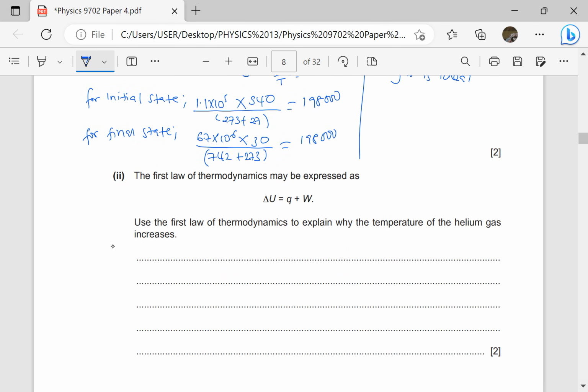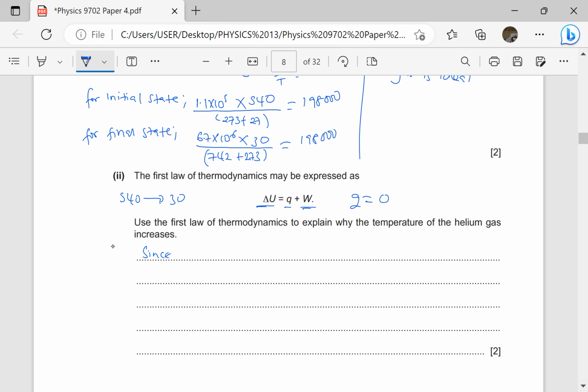The first law of thermodynamics may be expressed as delta U is equal to Q plus W. Use the first law of thermodynamics to explain why the temperature of the helium gas increases. Remember, Q was equal to 0. The process was adiabatic. No heat was entering or leaving the system. Therefore, we are just going to concentrate on delta U and W. And you notice that the volume changed from 540 to 30. It is a decrease. So if the volume decreases, it means work is done on the gas. So we begin by that point.